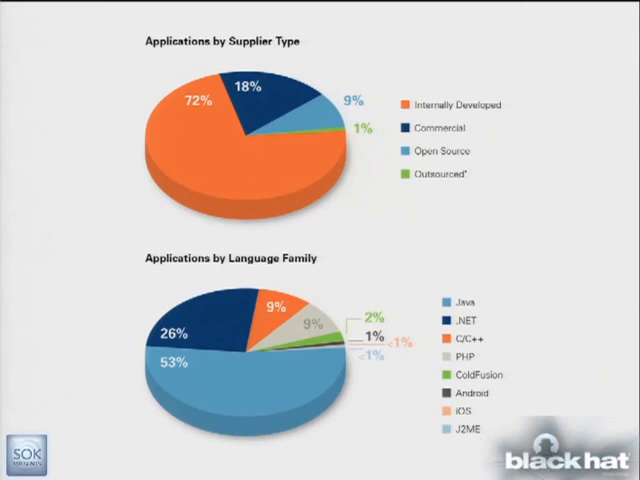And then this gives you a good idea of what languages enterprises are running, what kind of software they're running, what kind of languages it was written in. And you can see Java is by far the most popular, followed by .NET, C, C++, PHP, Cold Fusion. Surprisingly, there's a lot of Cold Fusion development still out there.